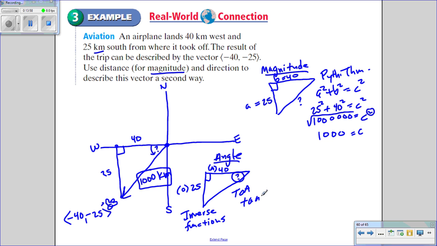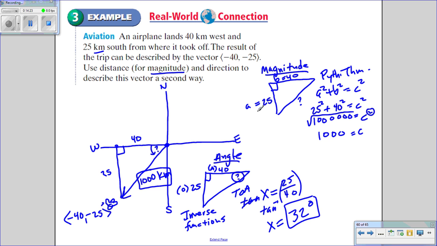So it's tangent of that angle equals opposite 25 over adjacent 40. So I'm going to take the inverse tangent of that fraction, inverse tangent of 25 over 40. And we're going to round our angle to the nearest whole number. So my angle is approximately 32 degrees.